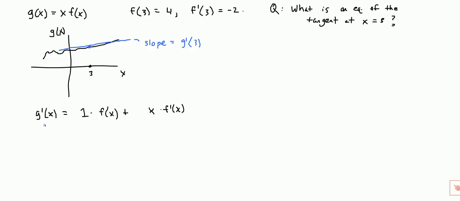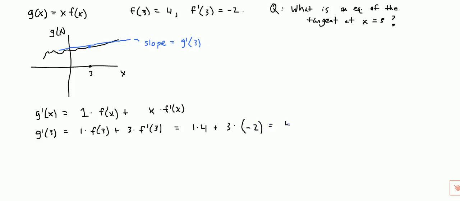Now we know that the slope of this tangent line is going to be g prime of 3. So let's go ahead and plug in 3 for x. Okay, so that's going to be 1 times f of 3 plus 3 times f prime of 3. We plugged in x equals 3, so this x turns into a 3. So that's going to be 1 times 4, f of 3 is 4, plus 3 times f prime of 3, which is negative 2.